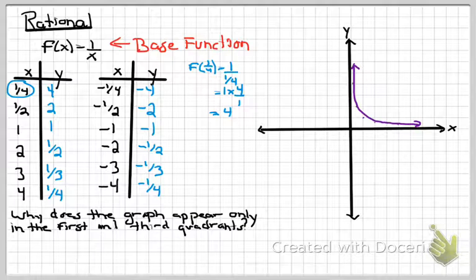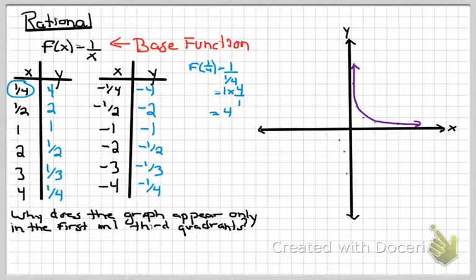And then we can do the negative side. So when it's -1/4, we have -4. At -1/2, we have -2. At -1, we have -1.